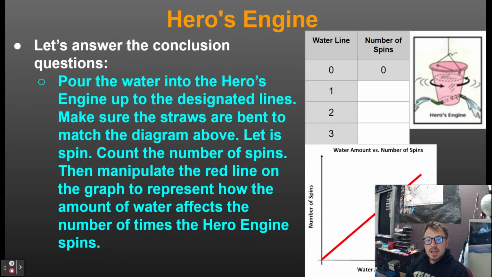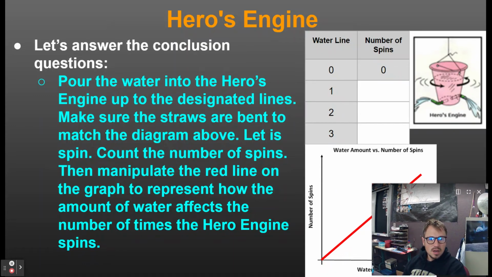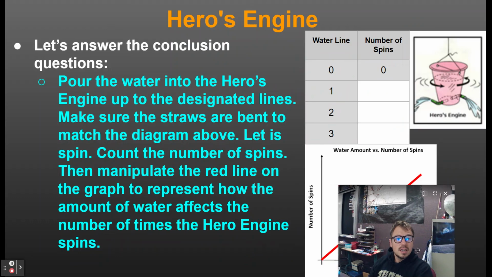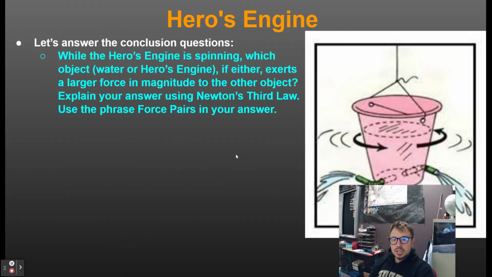Count the number of spins, then manipulate the red line on the graph to represent how the amount of water affects the number of times the Hero's engine spins. You could get an exact number, and you do get an exact number when you fill it up to these certain lines. But what I wanted you to see is that as the water amount increases, the number of times the Hero's engine spins increases as well. So let's just answer these.